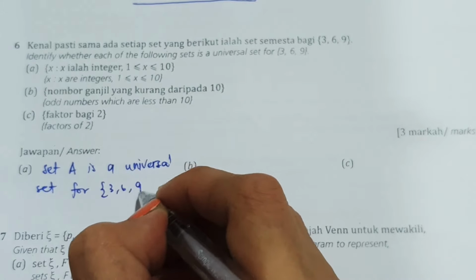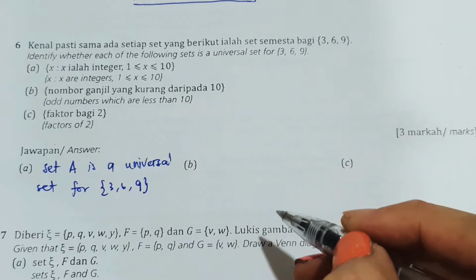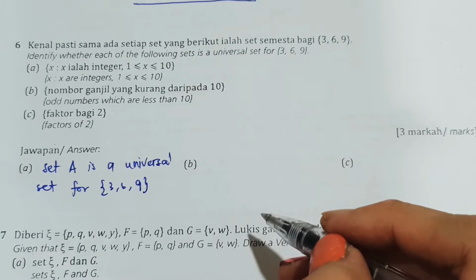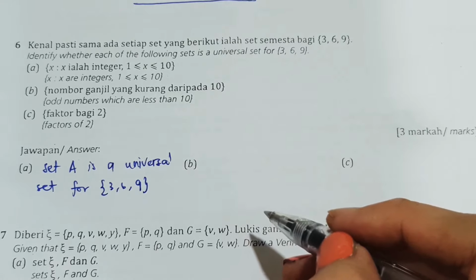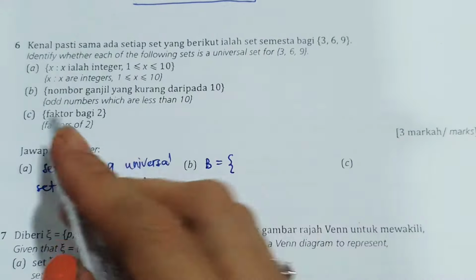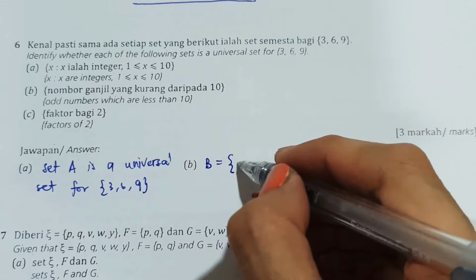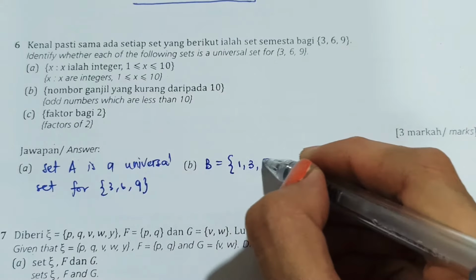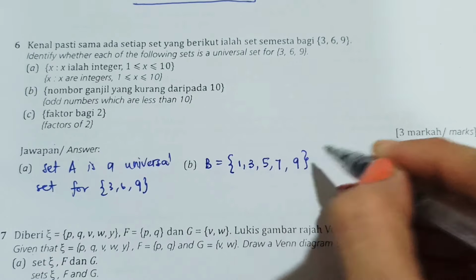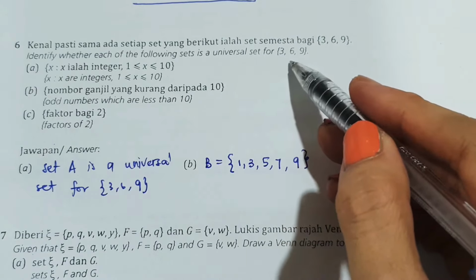Okay, next let's follow with B. B is the odd numbers which are less than 10. So let's list B out. Odd numbers that are less than 10. So it's 1, 3, 5, 7, 9. Now let's compare with the set given.